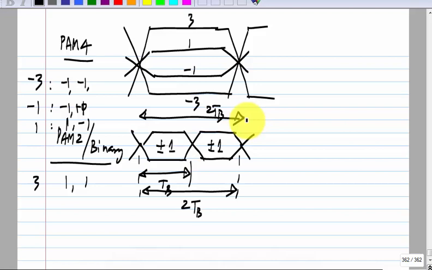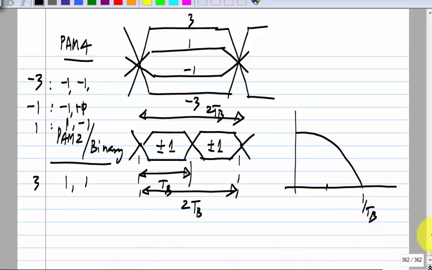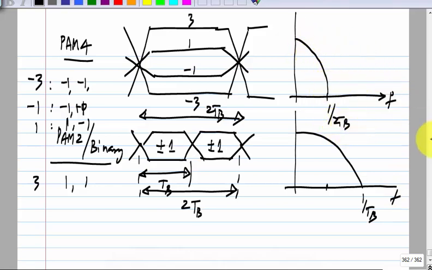Bandwidth is half, basically, because the symbol rate is half. The spectrum of this rectangular data, if it is rectangular, so that's where it will have the null. This is f, this is the spectral density, and this is where it will have the first null. Okay. So clearly the signal bandwidth is half.